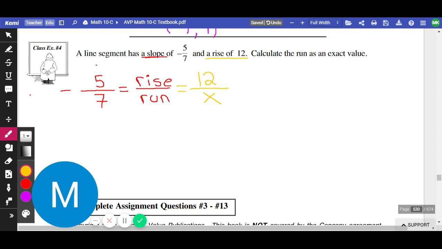This is the hardest part, I think, of the slope stuff: taking a slope and trying to find a similar fraction based off of only one number. In our case, the rise. All right, the best way to do this is to take your two fractions and make them equal to each other. So that's what we're going to do. We're going to say 5 over -7 equals 12 over x. The negative can go with the 5 or the 7, it doesn't matter.